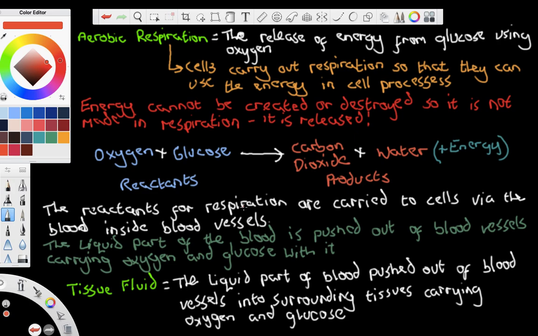This forms what's known as the tissue fluid. The tissue fluid is the liquid part of blood pushed out of blood vessels into the surrounding tissues, carrying oxygen and glucose.